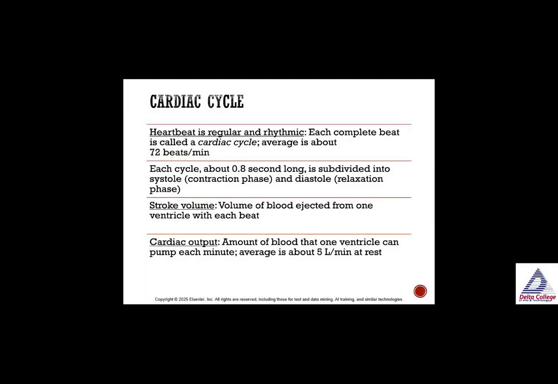Now, the cardiac cycle. The heartbeat is regular and rhythmic. Each complete beat is called a cardiac cycle. The average is about 72 beats per minute, but in nursing school, anything between 60 and 100 beats per minute is normal. Each cycle is about 0.8 seconds long and subdivided into systole, which is the contraction phase, and diastole, which is the relaxation phase.